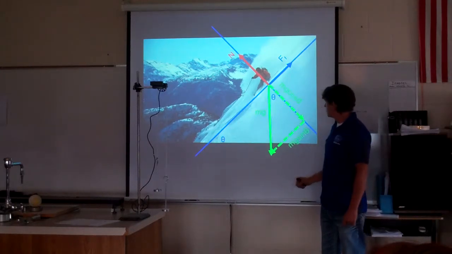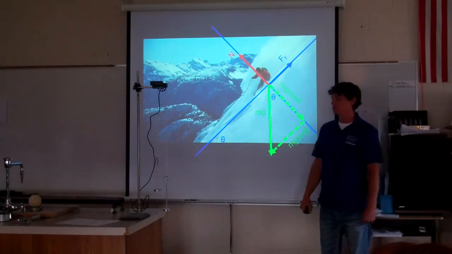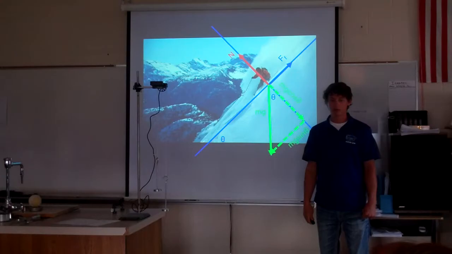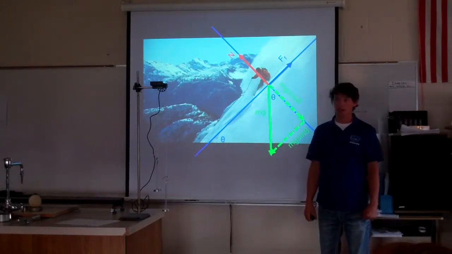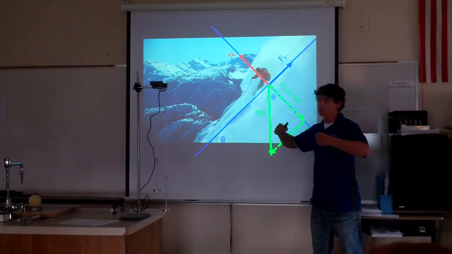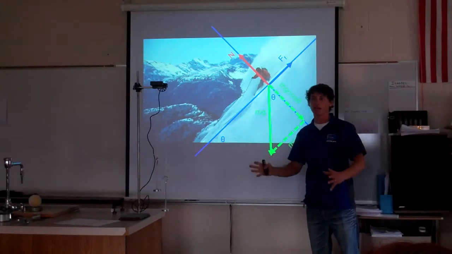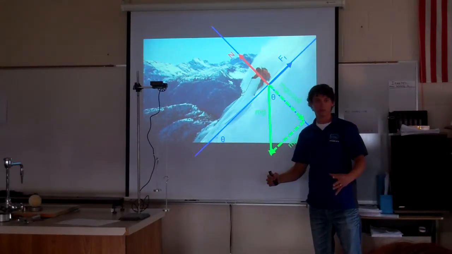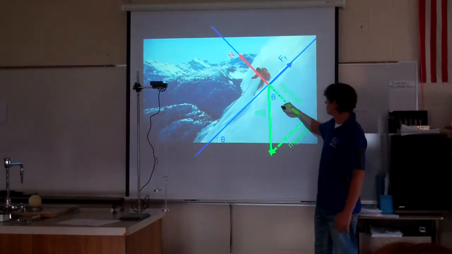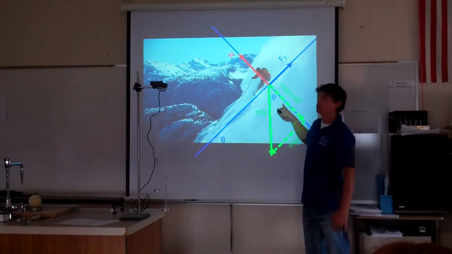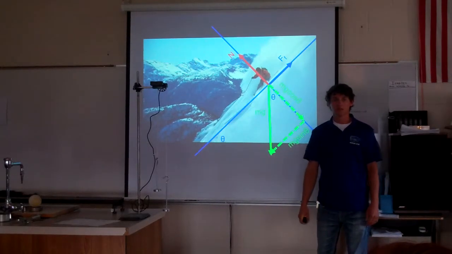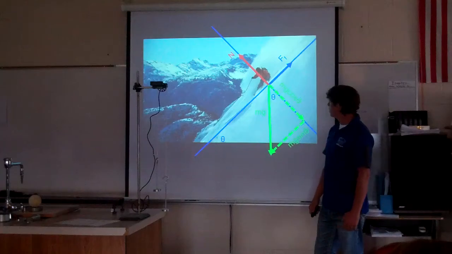Now mg cosine theta. What does that force or component of force do? It keeps them on the hill. If I just had normal force and mg cos wasn't there, wouldn't the skier fly off the hill according to my diagram? According to my diagram, not in real life, obviously. What this does is balance out normal, and the forces in this direction are 0. What else?